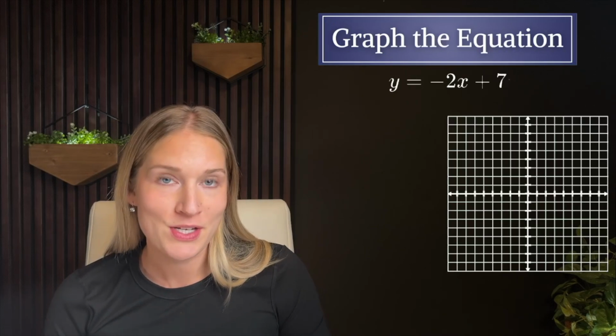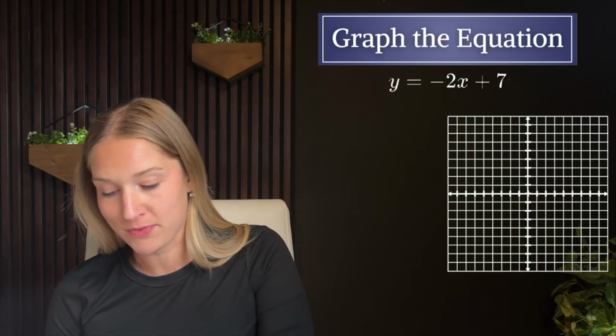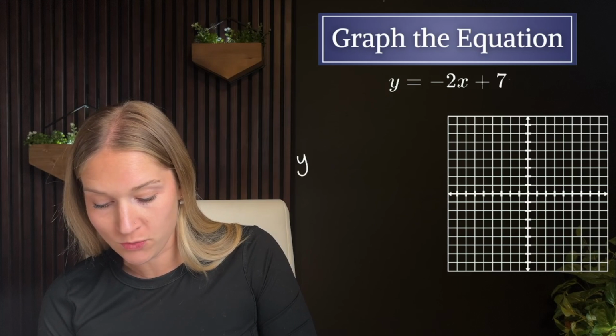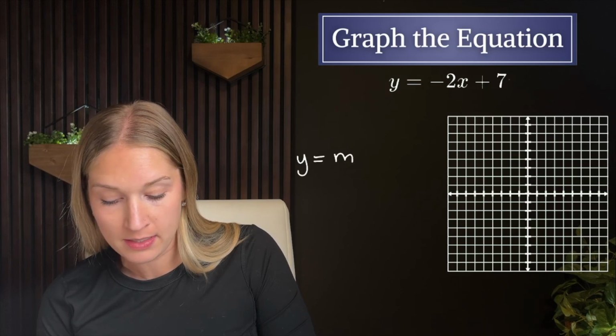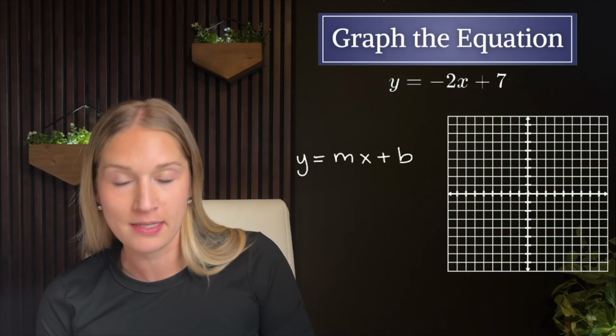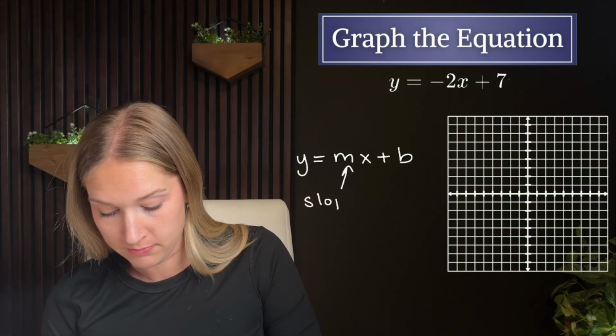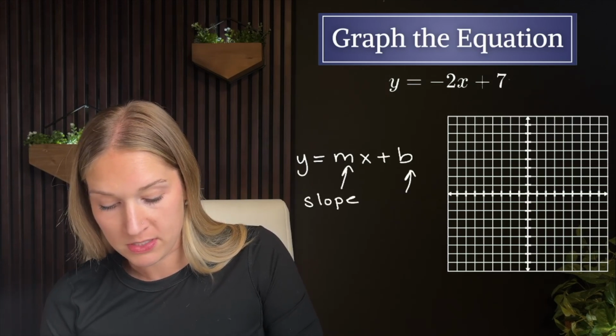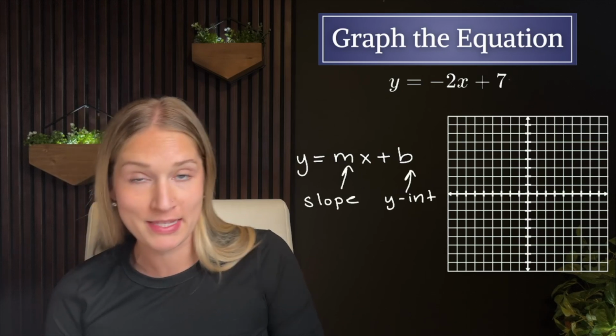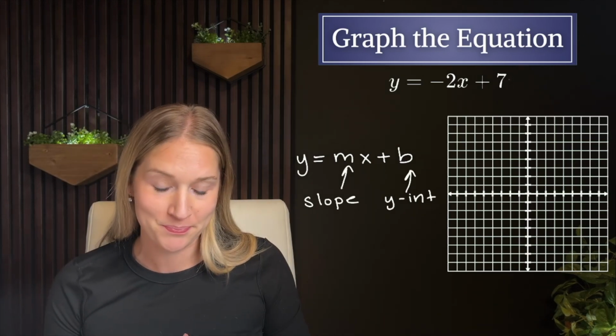Let's talk about graphing linear equations. I'm going to take us through graphing this one. This equation is in what we call slope-intercept form, and slope-intercept form is just y = mx + b. m in this equation represents your slope, and b represents your y-intercept. So this is where we get the name slope-intercept form.